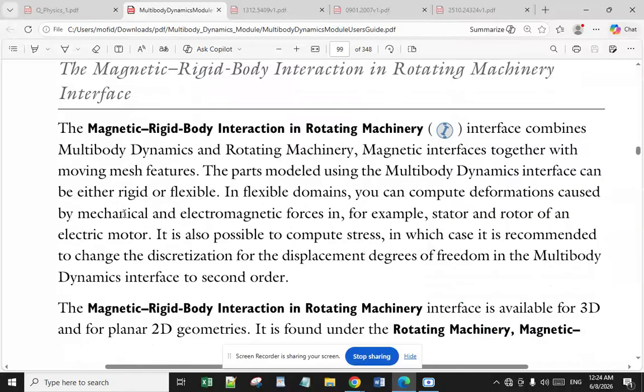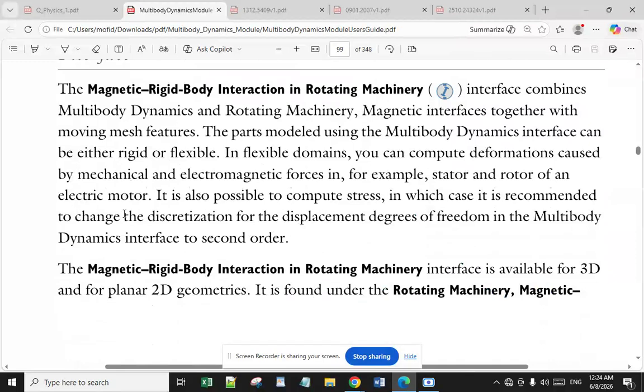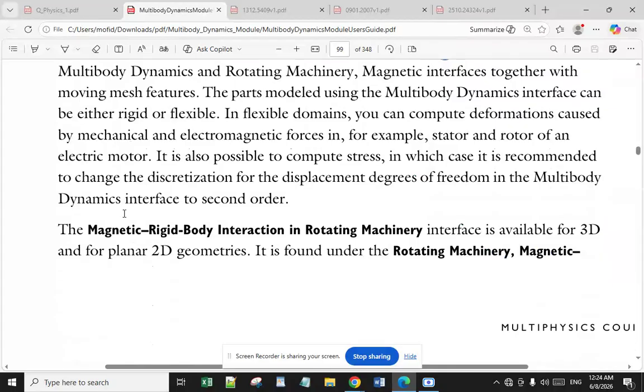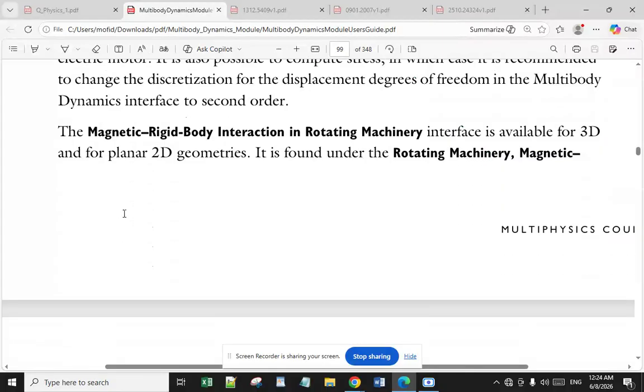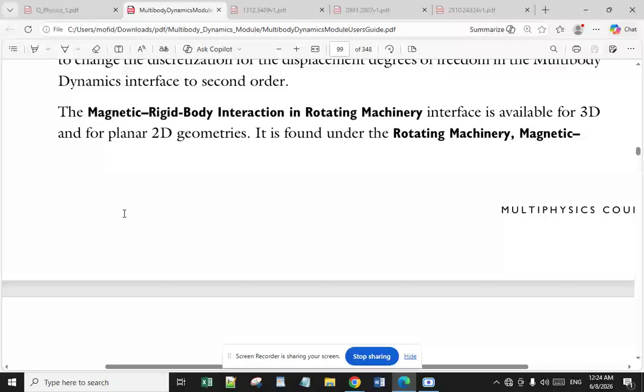In the flexible domains, you can compute deformations caused by mechanical and electromagnetic forces in, for example, the stator and rotor of an electric motor. It is also possible to compute the stress, in which case it is recommended to change the discretization for the displacement degrees of freedom in the Multibody Dynamics interface to second order. The Magnetic Rigid Body Interaction in Rotating Machinery interfaces are available for three dimensions and for planar two-dimensional geometry.